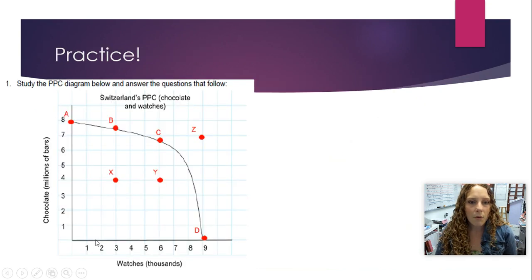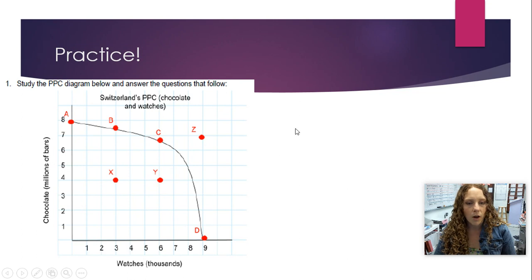All right, now we're going to run through two little practice problems. The first one I thought we would run through together. And I'm realizing my face is going to cover up some of this, so I apologize for that. For the next one, I'd like you to pause the video, see if you can work out the answers yourself, and then start it again to check and see if you got it right. So here's our PPC for Switzerland.